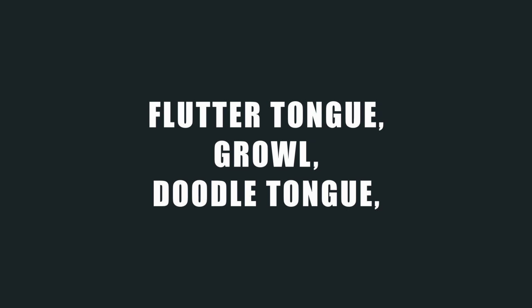Number 3. Flutter tongue, growl, doodle tongue. So I've sort of lumped all these 3 techniques in together because they all kind of get a similar effect. So flutter tonguing is basically rolling your R's down the trumpet. So like that, but down the trumpet, which sounds like this.